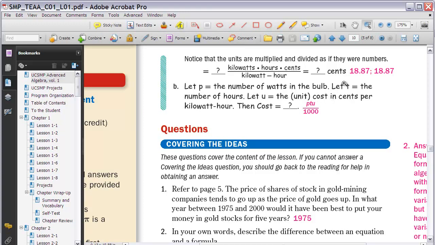In part B, it says let P equal the number of watts in the bulb. Let T equal the number of hours. Let U equal the unit cost in cents per kilowatt hours. Well, then to find that cost, I'm going to take P times T times U and divide it by 1,000.